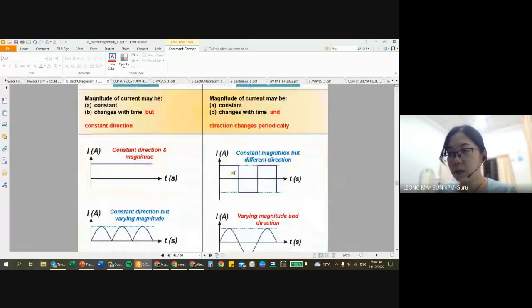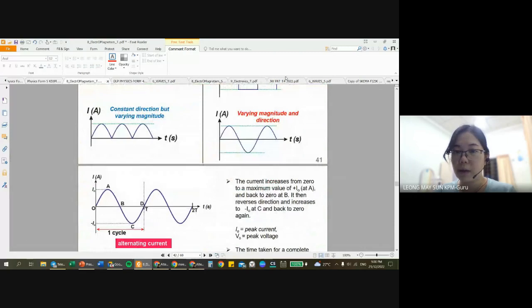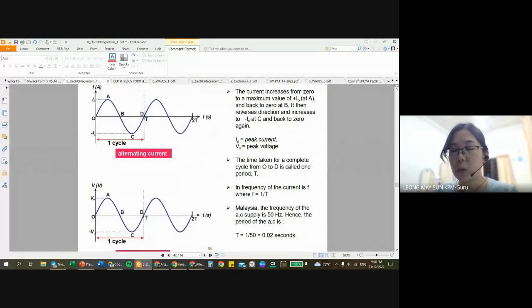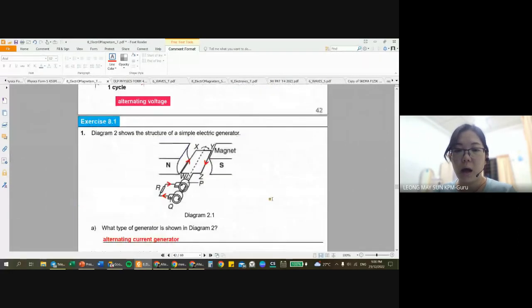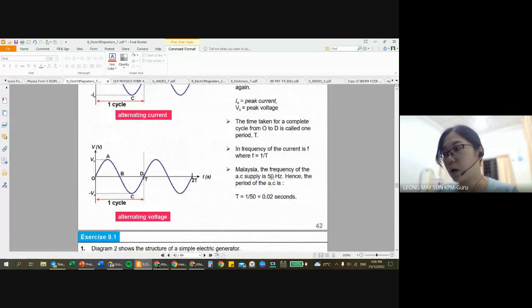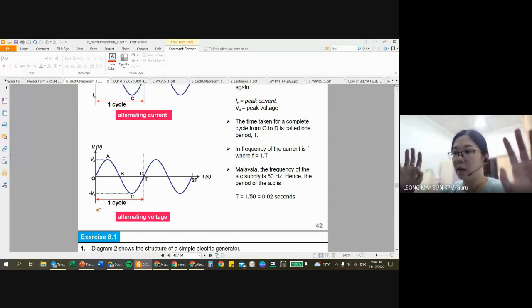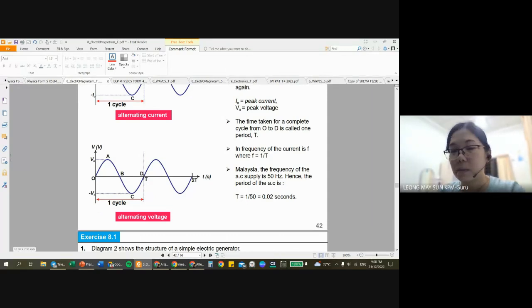If you have printed this out, whatever that I didn't explain, it means that it's not really important, or it's no longer in your syllabus, like slides 41 to 42. It's no longer in your syllabus already, so that's why I don't bother explaining this. It's not that it's not important, but slides 41 and 42 are no longer in your syllabus.